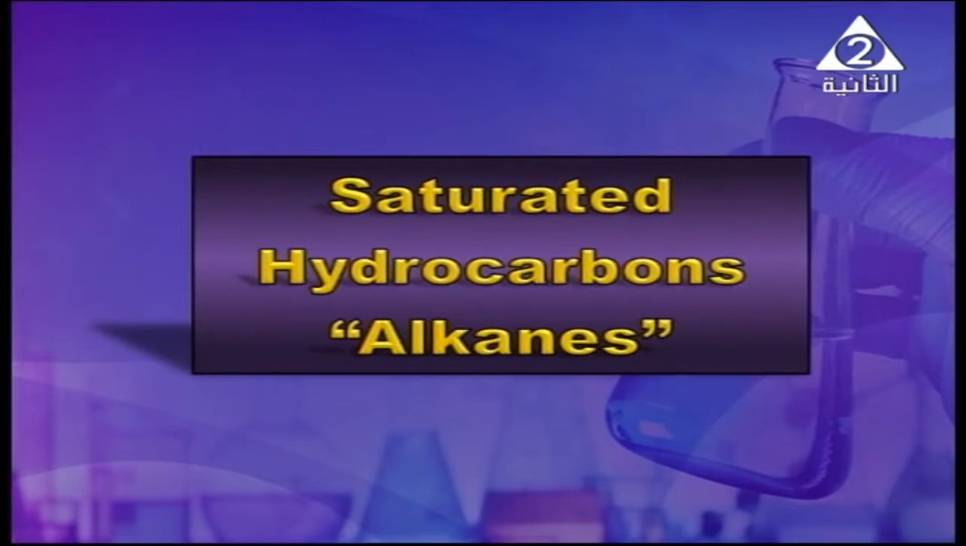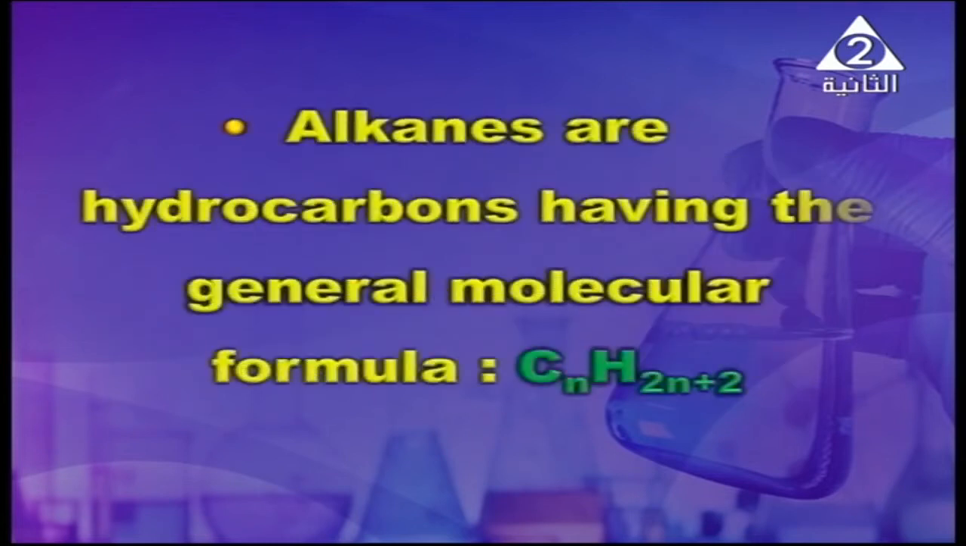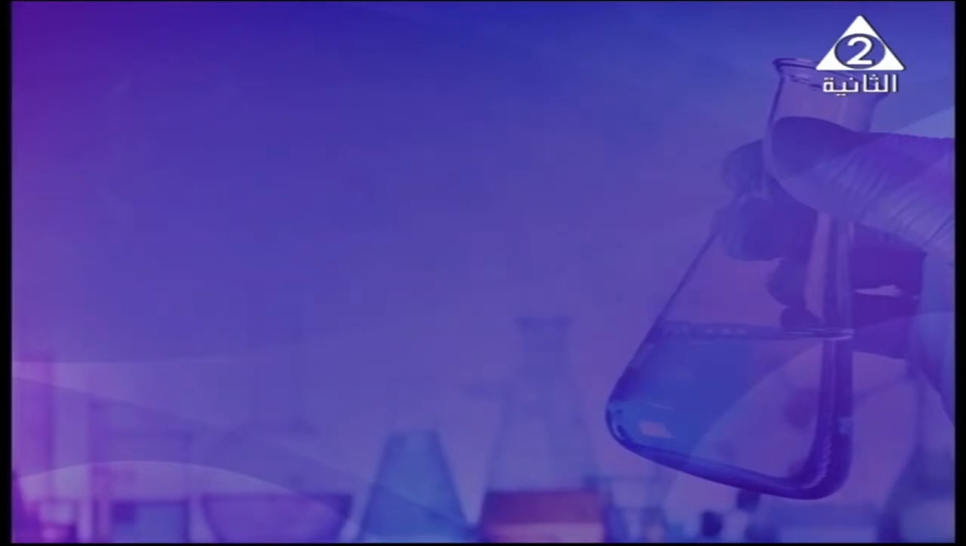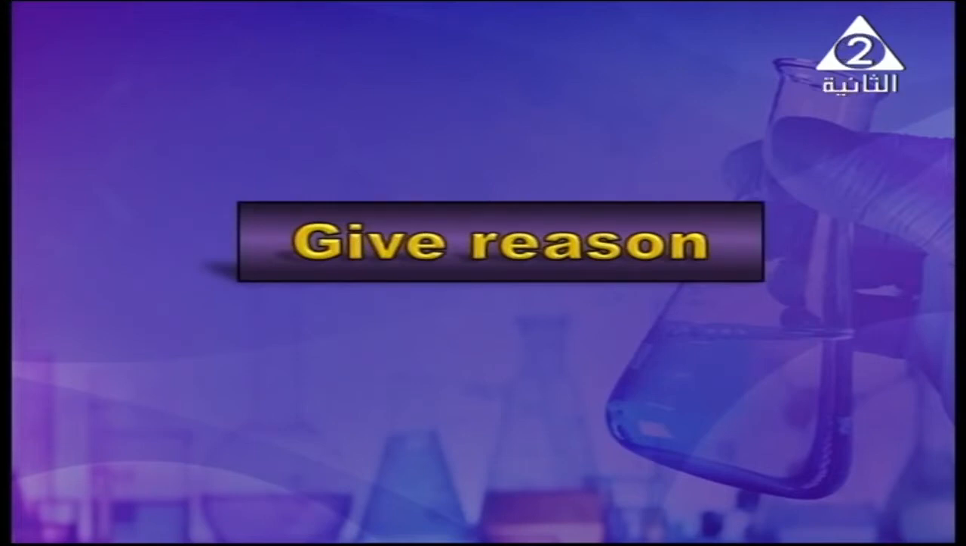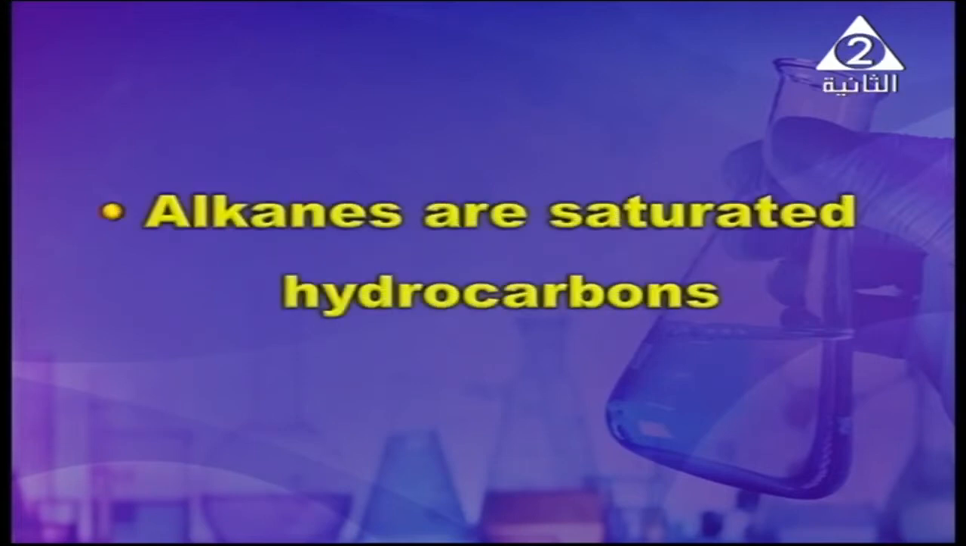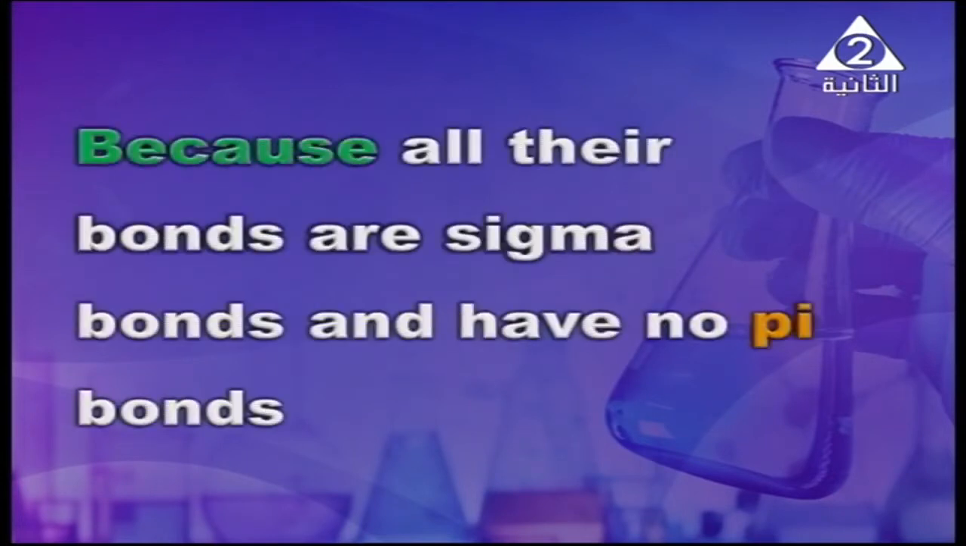So let us start. Saturated hydrocarbon compounds that we call alkanes. Alkanes are hydrocarbons having the general molecular formula CnH2n+2. Give reason: alkanes are saturated hydrocarbons. The reason is that all their bonds are sigma bonds and they have no pi bonds.